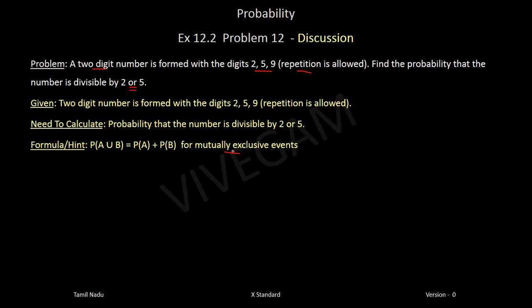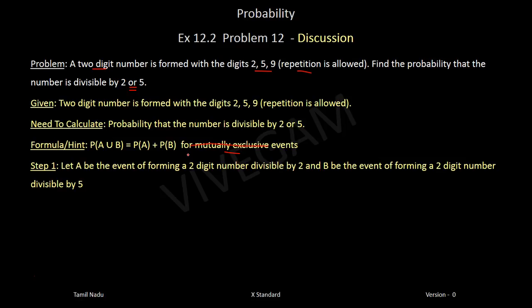But to play it safe, let's keep it and add minus P of A intersection B. We'll show that A intersection B is 0. Nothing to worry about. Okay, minus P of A intersection B. Please add that. Now let A be the event of forming a two-digit number divisible by 2, and B be the event of forming a two-digit number divisible by 5.